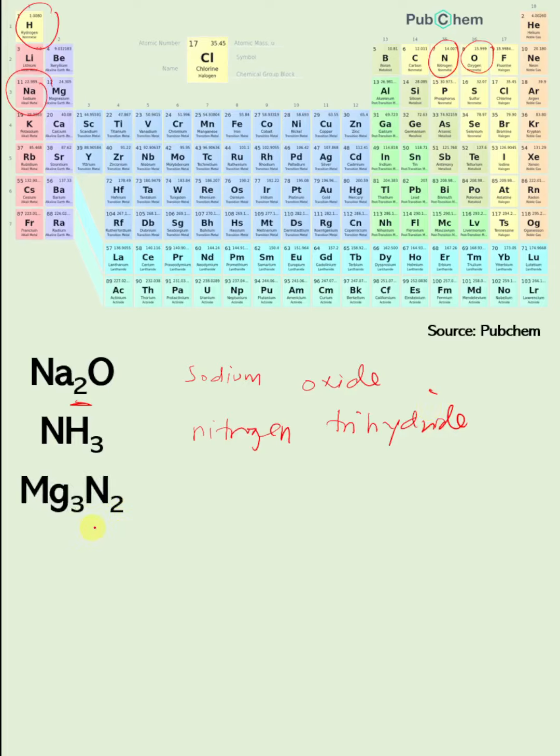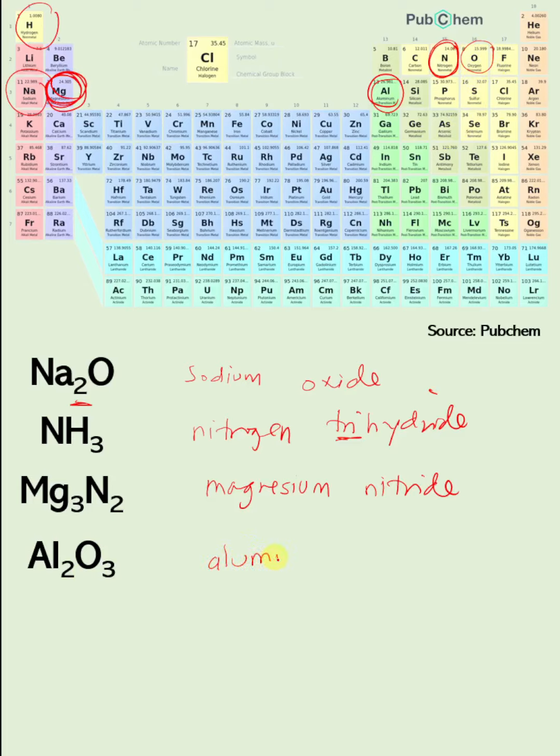Next one, we have Mg3N2. So this one is composed of magnesium. Magnesium is a metal and nitrogen is a non-metal. So this one is an ionic compound. And again, for ionic compound, walang mga prefix. So just name this one as magnesium nitride. Next, we have Al2O3. This one is aluminum. Aluminum is a metal. Oxygen is a non-metal, so this one is ionic. And again, for ionic, just name this one without the prefixes, aluminum oxide.